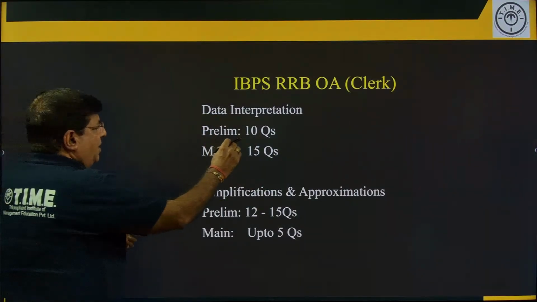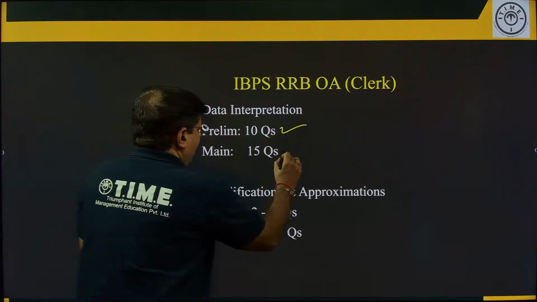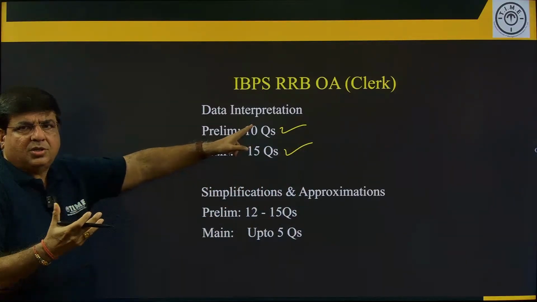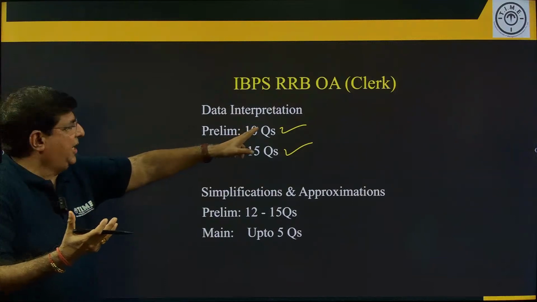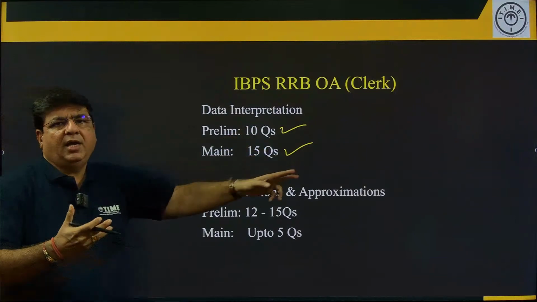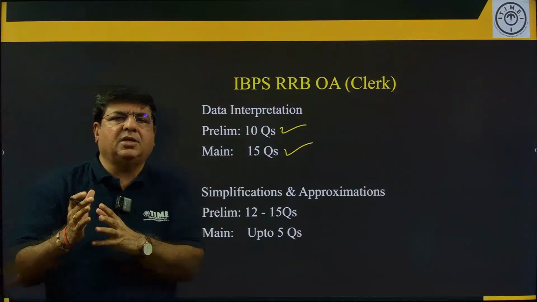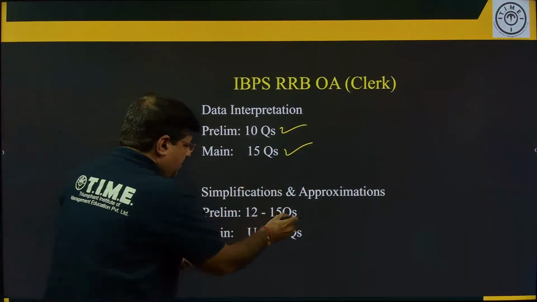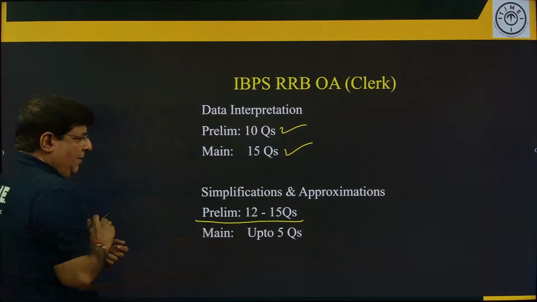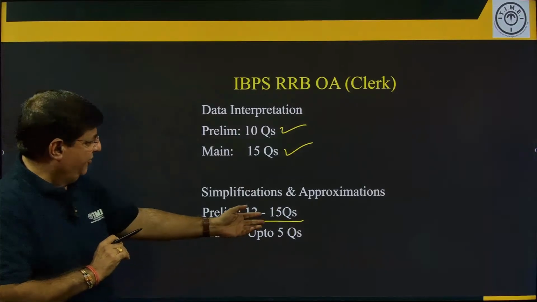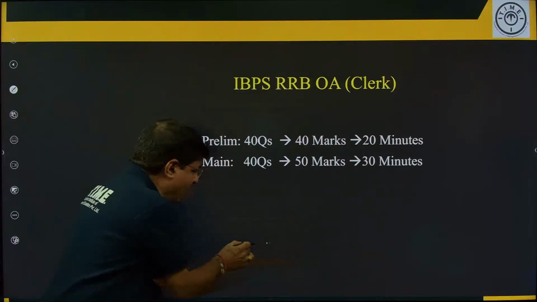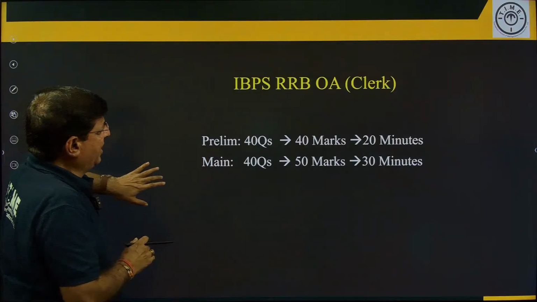Data interpretation: prelims 10 questions, mains 15 questions. So 10 out of 40, almost 25% of the section is DI. Mains 15 out of 40, almost 40% of the section comprises DI. Simplification and approximations are more important for prelim, about 12 to 15 questions, and of lesser importance in mains. But just keep one thing in mind.